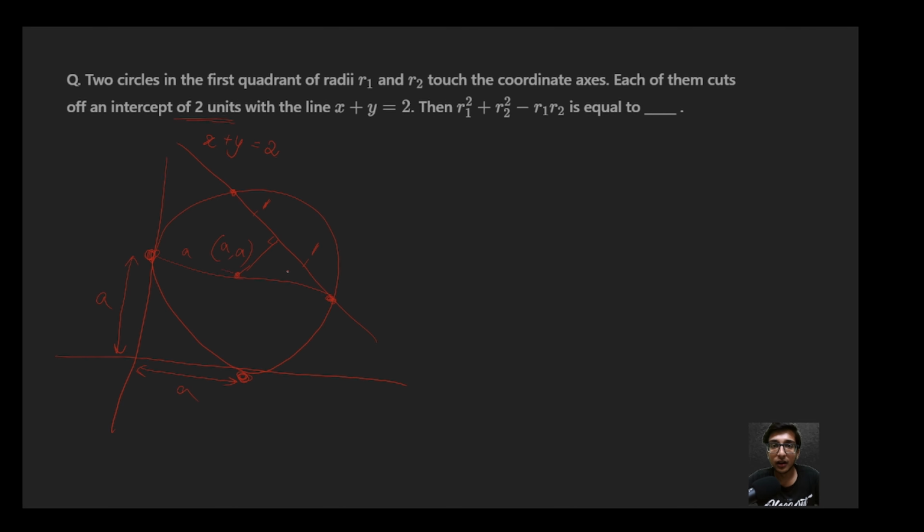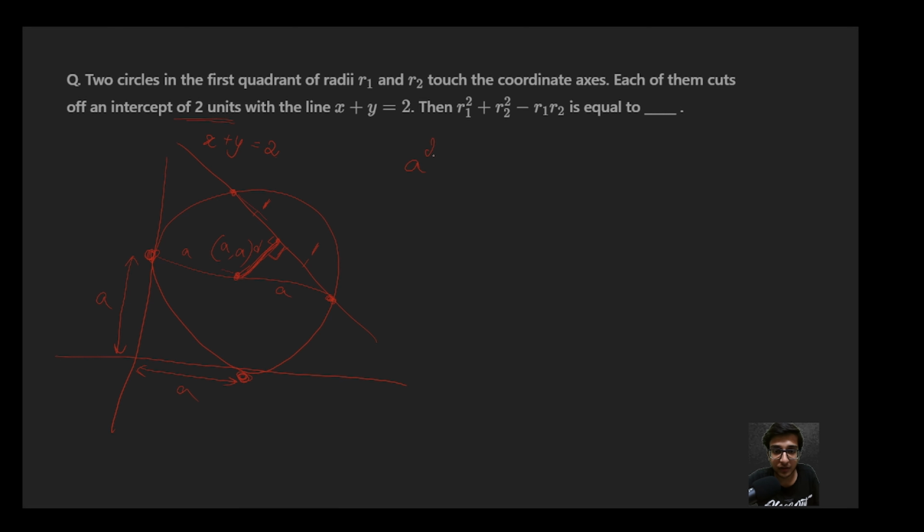We had learned this in special cases of circles, that when a circle touches both the coordinate axes, its center becomes (a, a) and its radius is also equal to a. So this is also a. Since we know the center, and we know the equation of this line, we can find this distance. And once we find this distance d, we can use Pythagoras theorem with d, 1 and a, since it is a right angle triangle.